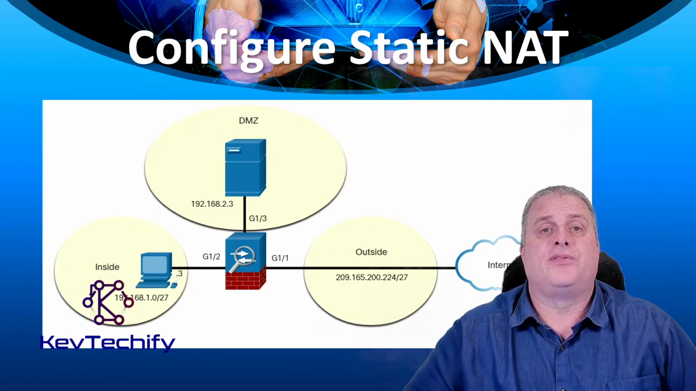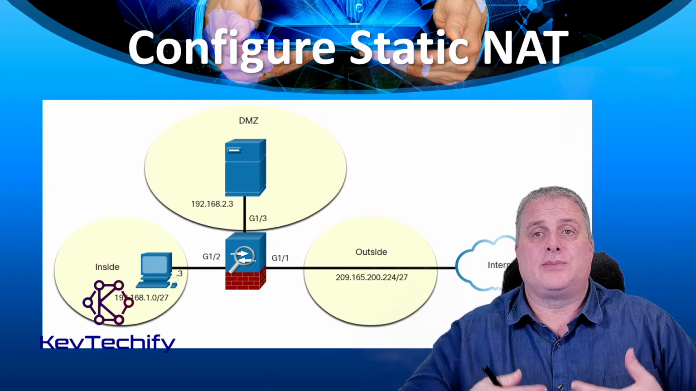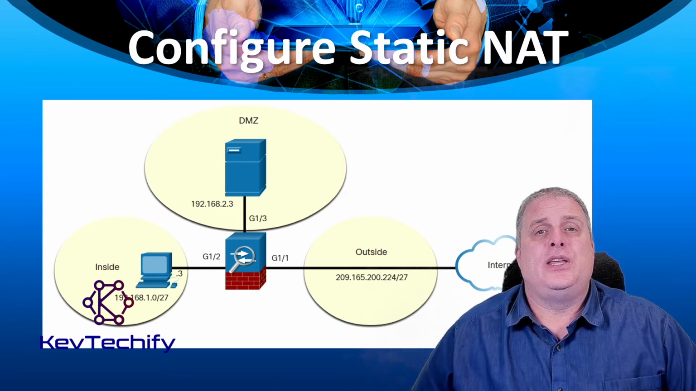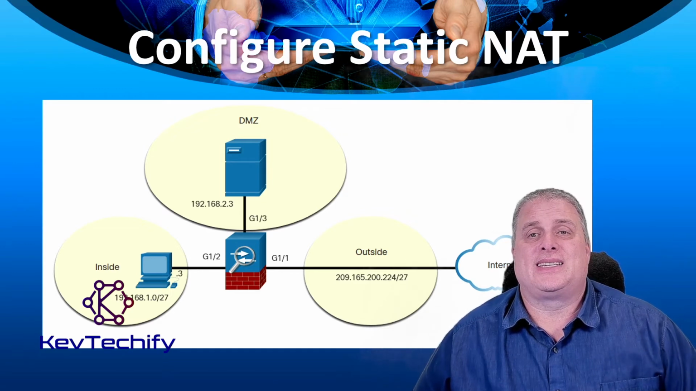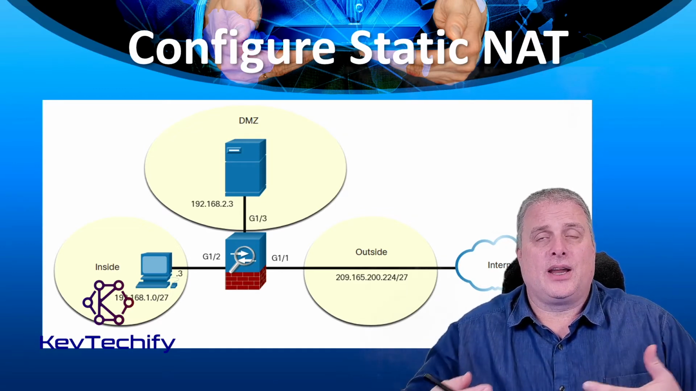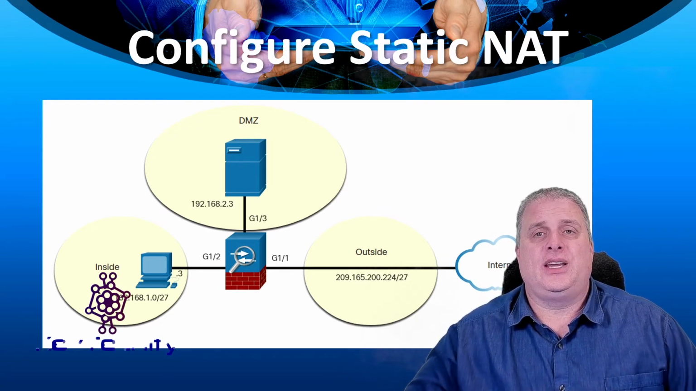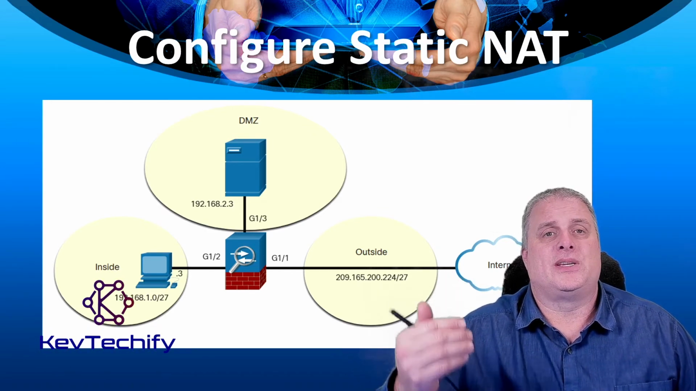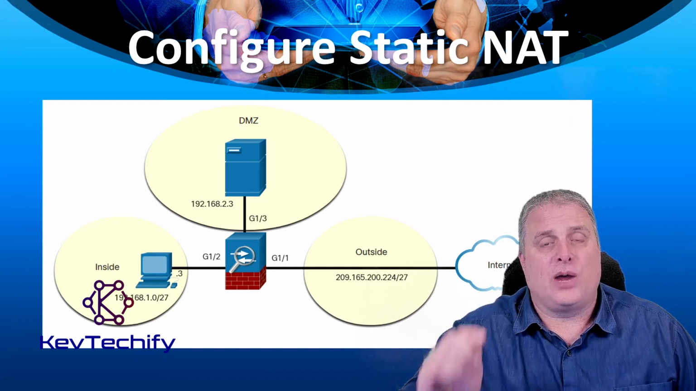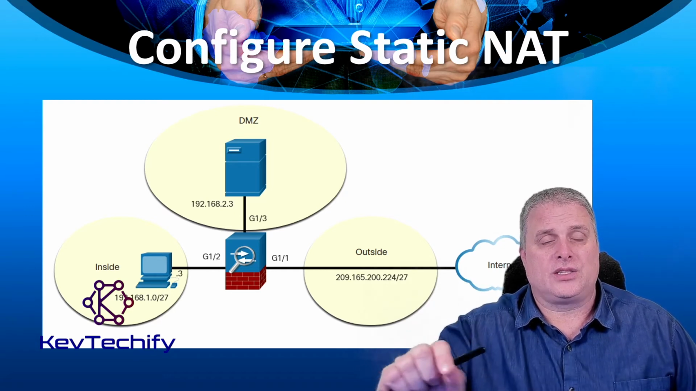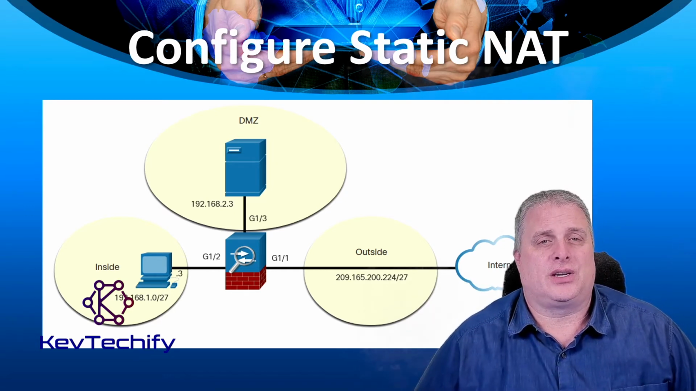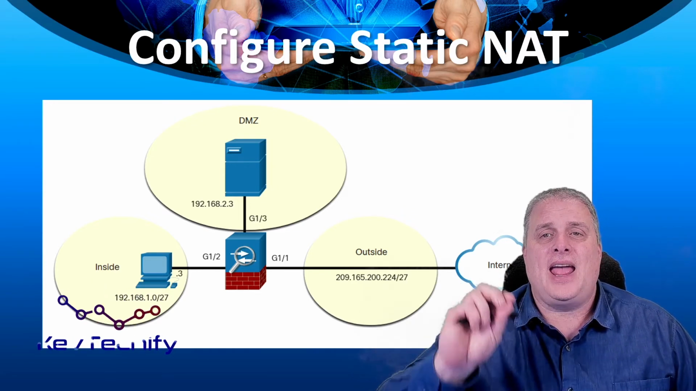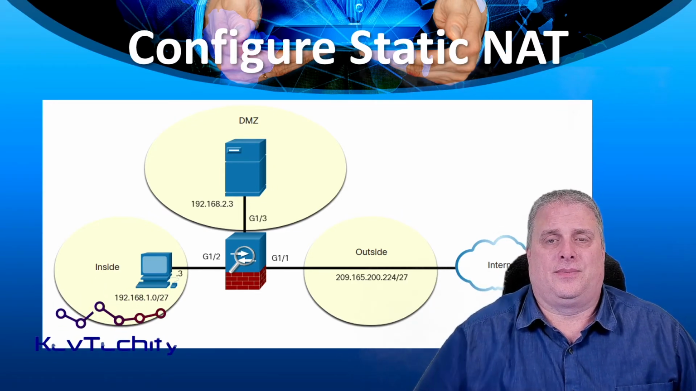Static NAT is configured when an inside address is mapped to an outside address. For instance, static NAT can be used when a server must be accessible from the outside. You're setting up a web server in your DMZ, and people from the outside need access to it. That's where you would set up a static NAT. It is a one-to-one mapping, so you have one external address to one internal address. Now, to configure static NAT, we use the NAT static command.